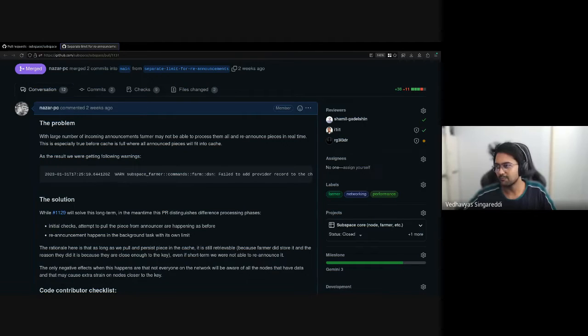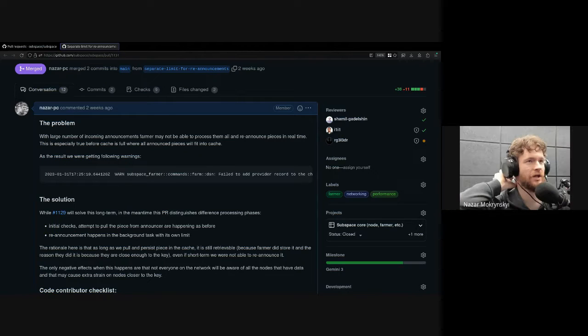Question: will we be pruning any of those pieces at a later time, or will we just keep them for as long as we want? The cache size is bounded, and we keep a certain amount of pieces in total closest to our ID. So some will be evicted if they are further away.